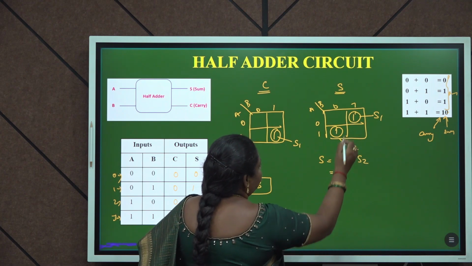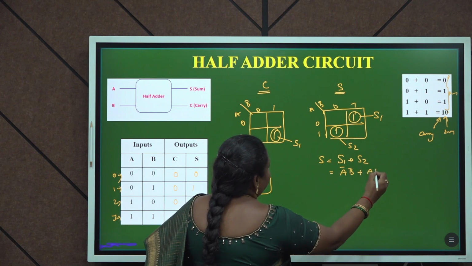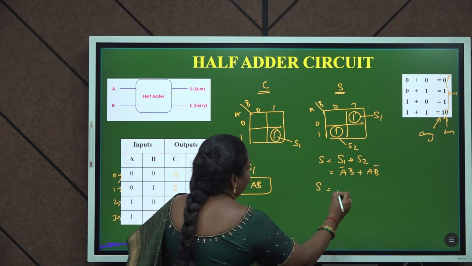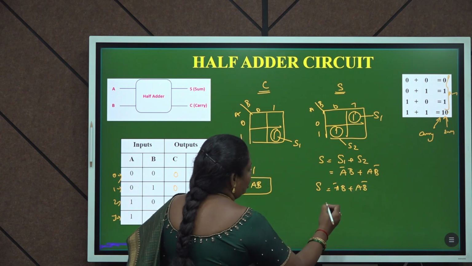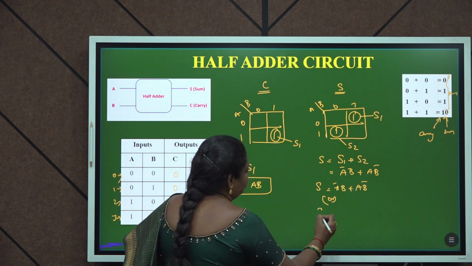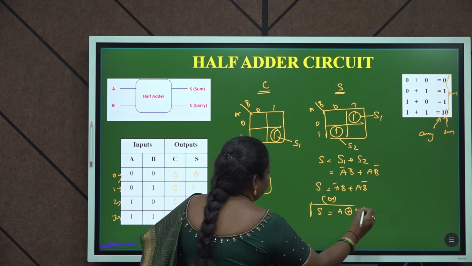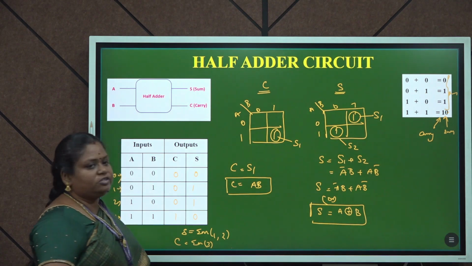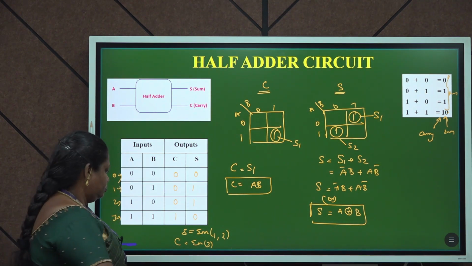S1 is nothing but A bar B plus A B bar. So my sum is equivalent to A bar B plus A B bar, or it can be written as an XOR gate, A XOR B. So we have derived the expressions using the K-map simplification. Now we are going to write the Verilog code.